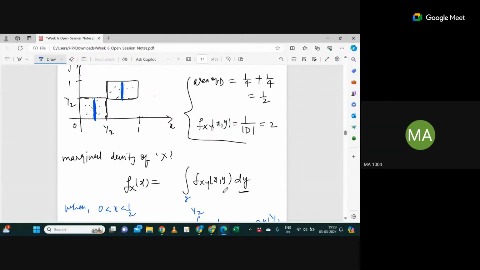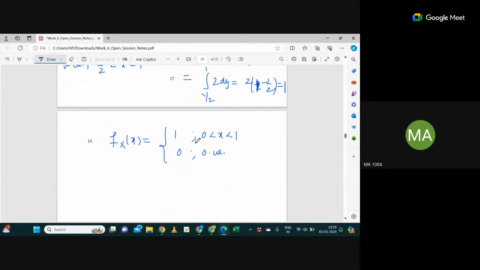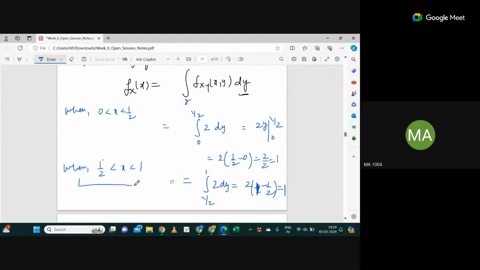Yes or no? Yes, no, any doubt? Yes, sir. Okay, so are you getting why I have split the cases of ranges or support of x? Any idea why I have done like this? For different curves, sir, for different colors.